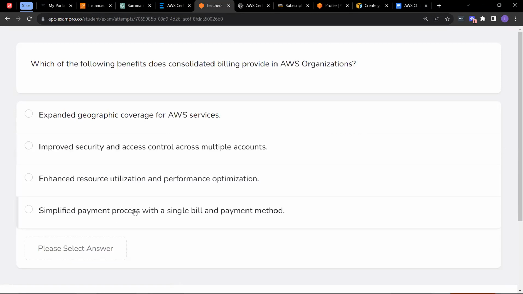Which of the following benefits does consolidated billing provide in AWS Organizations? So they have expanded geographic coverage of AWS services, improved security and access control across multiple accounts, enhanced resource utilization and performance, and a simplified payment process with a single bill and payment method. Okay, so 4, right, that's simplified. Good.